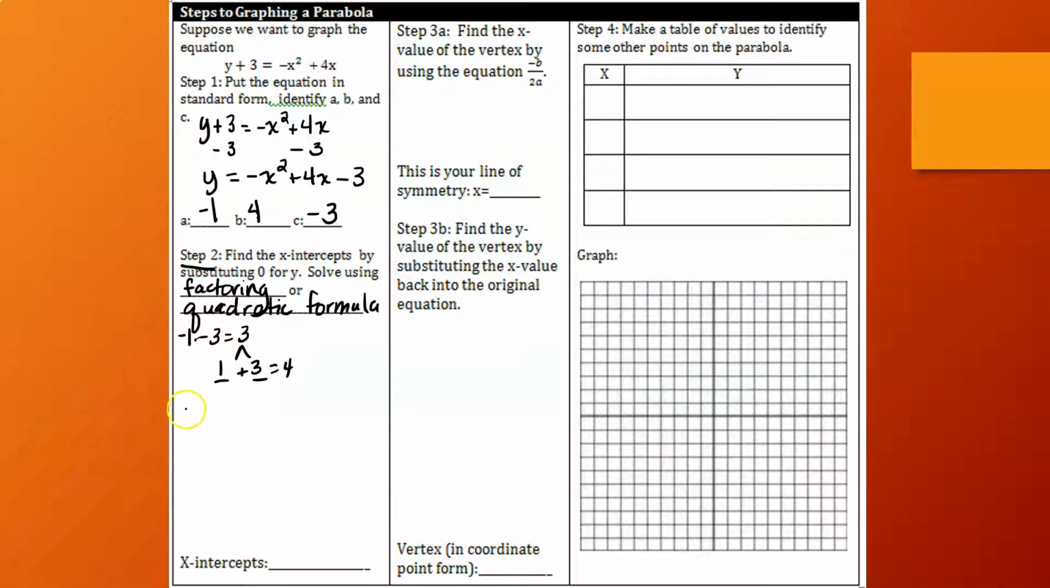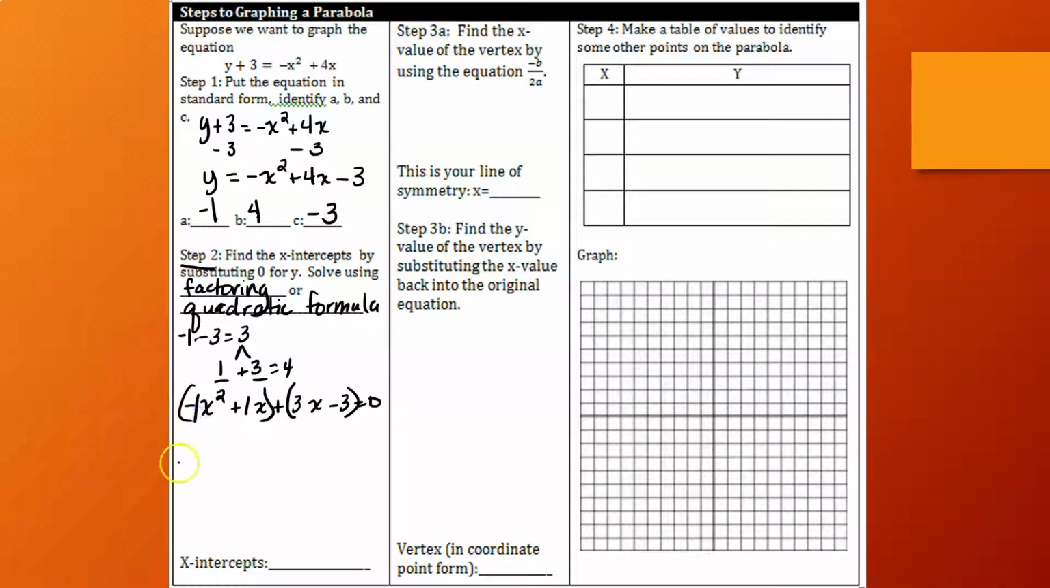I'm just going to leave off the y while I factor because I'm finding this equal to 0, remember, because I'm finding the zeros. So negative x squared just comes down from my standard form. The 4x turns into 1x plus 3x, and I bring down the constant, which is negative 3, and that's all equal to 0. I'm now ready to factor by grouping.